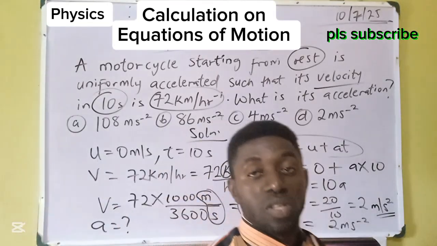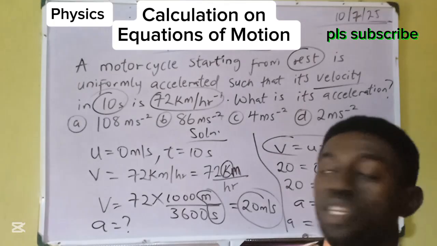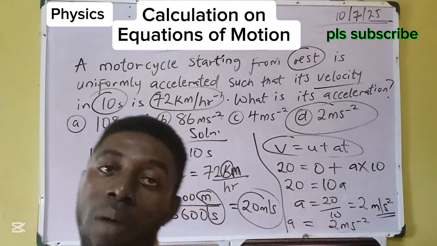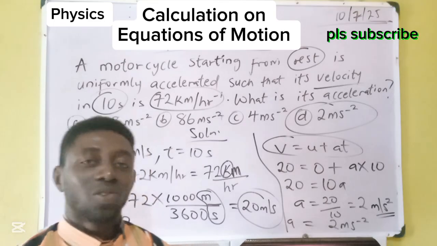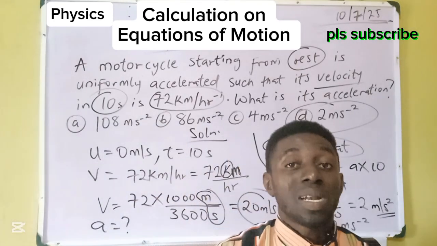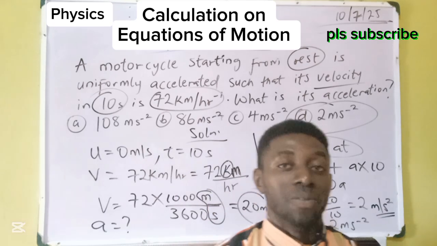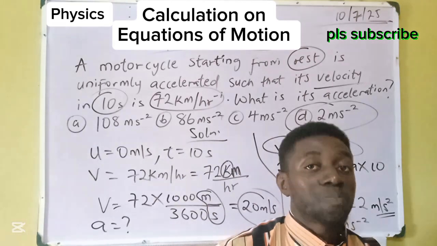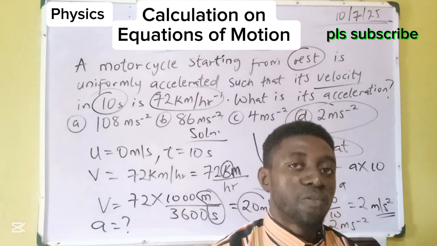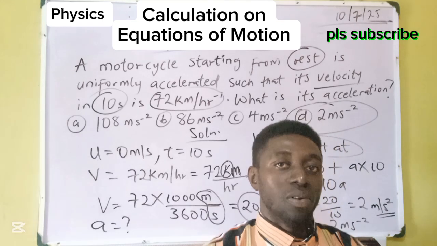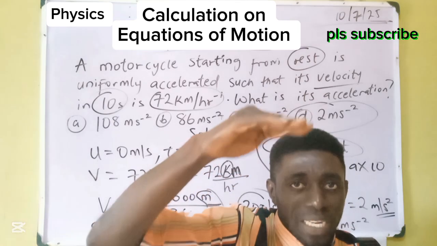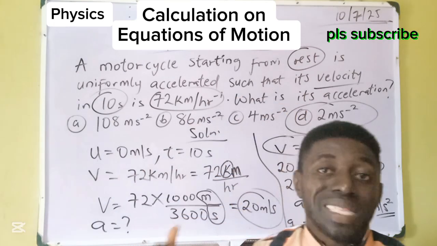Then we'll go back to our options. Let's see if our answer is in the options. Option D, 2 meters per second square. Now let me explain. Please try also to understand the idea behind the calculation we've done. Recall, the motorcycle was parked somewhere. Then all of a sudden it started moving, reaching a speed of 20 meters per second in 10 seconds. Then we got the acceleration. The increasing speed that was maintained is 2 meters per second square.